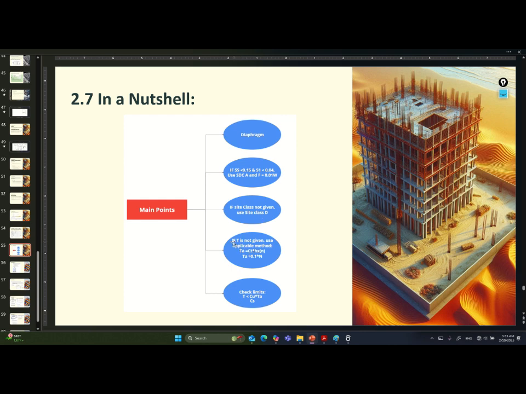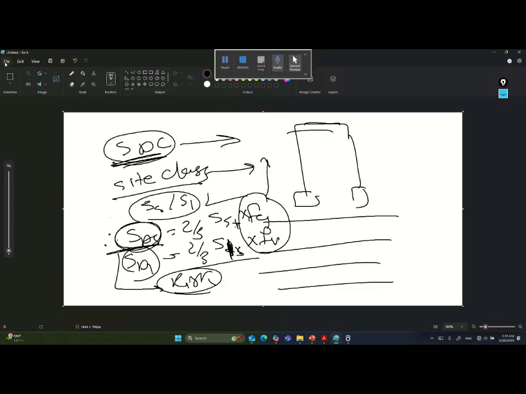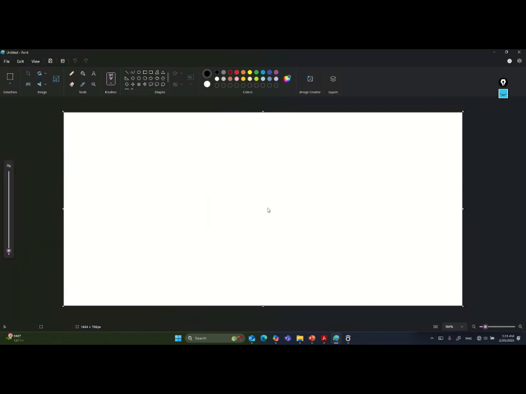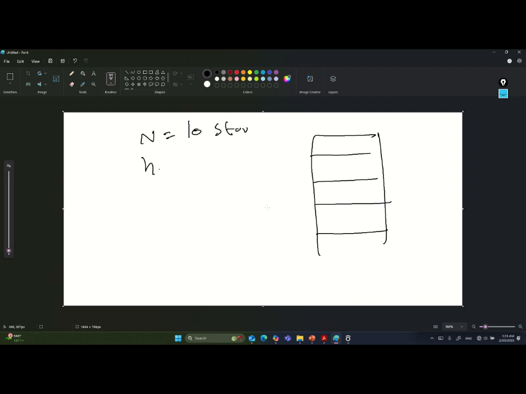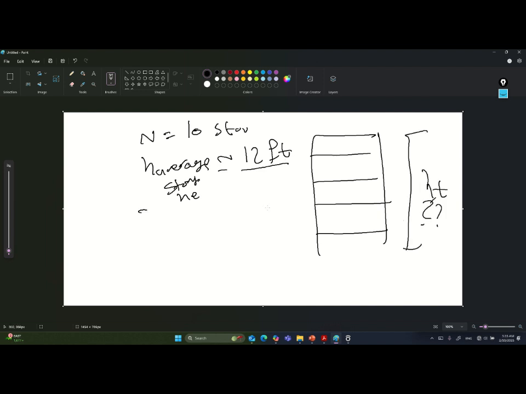Also, another important point: if T is not given, if the time period is not given, so I have a structure, as I told you before, and he just gave me the number of stories equal to like 10 stories, and the h average, the average story height, is approximately 12 feet. It doesn't give me the total h, I don't know the total h. Okay, and of course he will tell me I need to calculate the time period maybe. So the approximate time period will be 0.1 multiplied by the number of stories.